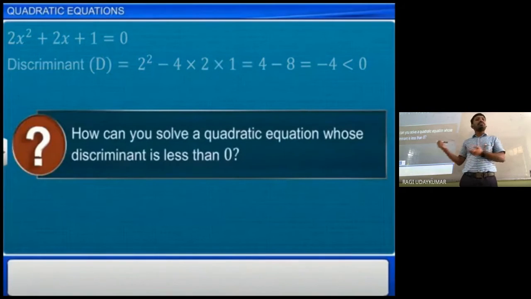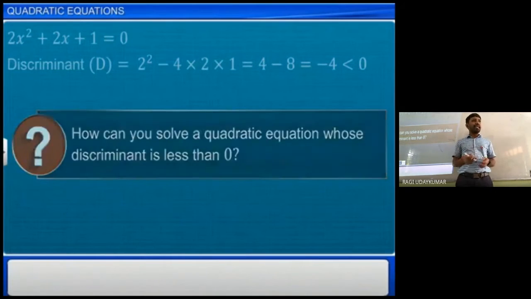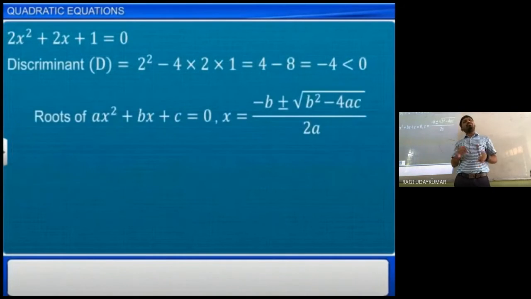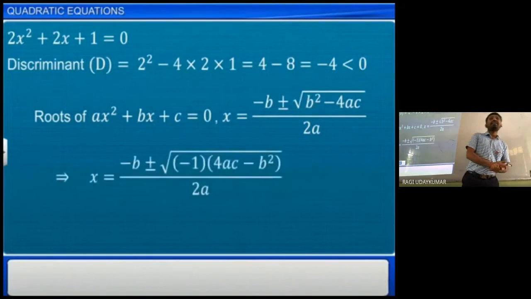Then how can we solve this quadratic equation as the discriminant is less than 0? Already I told you, complex numbers. The roots will be the same, but under the root a negative number will come, minus 4 will come. So root of minus 4 has the value 2i. Root of minus 4 is root 4 into root minus 1. We are going to get 2i.